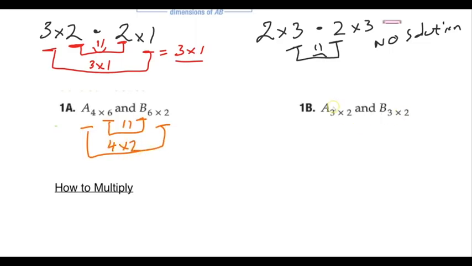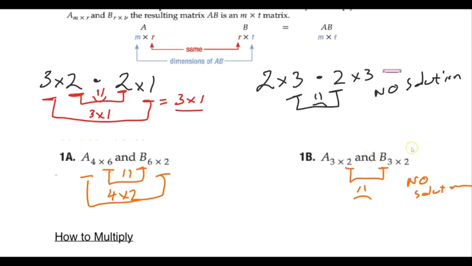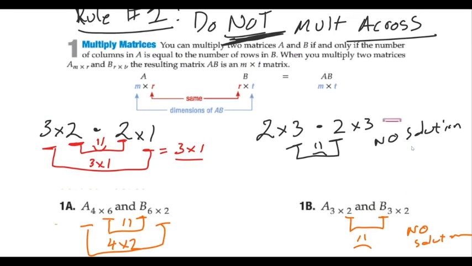Look at the next one. 3 by 2 times a 3 by 2. These do not match. No solution. Can't multiply. Not possible. That's probably the better answer. Anyway, so that's step 1: just see if you can multiply things. This is why you don't just multiply across. If you just multiply across a 3 by 2 times a 3 by 2, you would get an answer where you're not supposed to. That's why we do not multiply across.